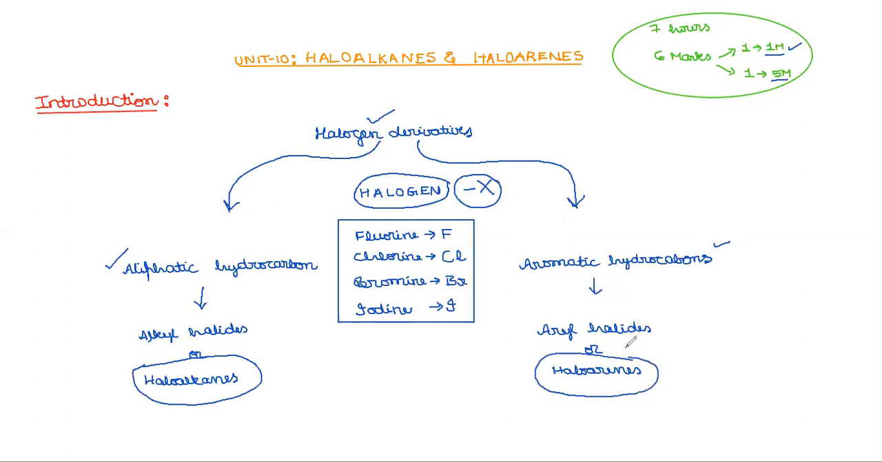This is how we can understand the basic halogen compounds as haloalkanes and haloarenes. If one or more halogen atoms substitute the position of hydrogen in any aliphatic hydrocarbon, it leads to alkyl halide. If it is with respect to aromatic hydrocarbon, it leads to aryl halides.